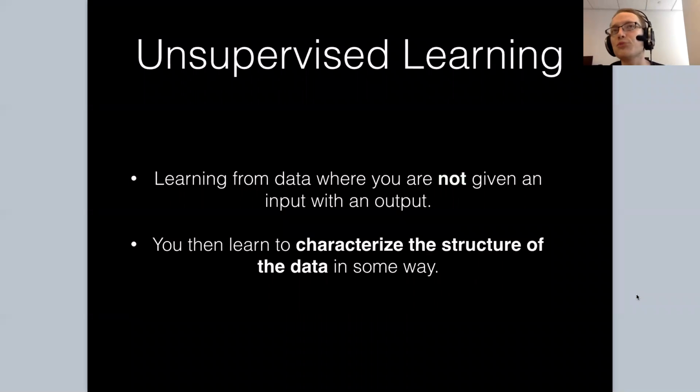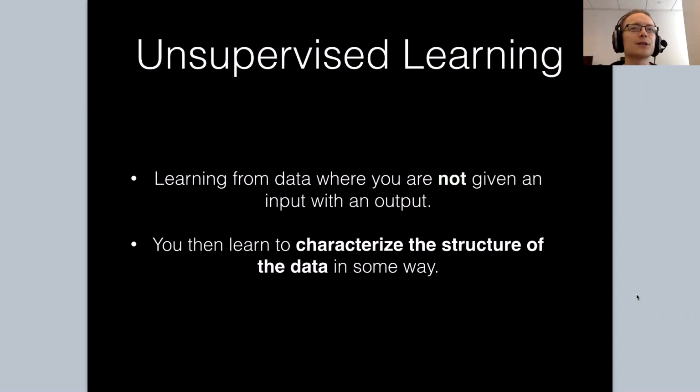All right, so that's supervised learning. What's unsupervised learning like? Well, in supervised learning, you're learning from data where you're given an input with an output. In unsupervised learning, you just have the data. You don't really have any output. And so from this, you would just learn to characterize the structure of the data in some way.